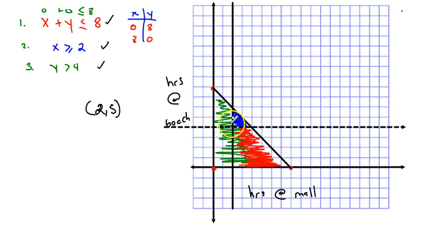So anything in this region would work, but be careful here, right? If I pick this coordinate here, that wouldn't work, because what is the line that it's on? Dotted. It's a dotted line, right? So that means it's not inclusive, so I don't include that point.